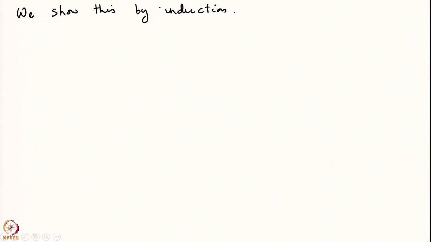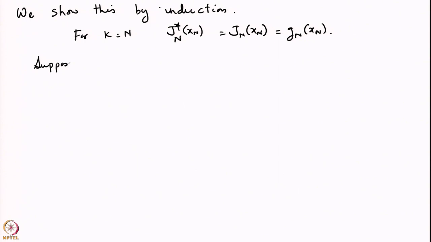To show this by induction, we already know this holds for k equal to n. We already have that j star n of x n is equal to j n of x n, and these are both equal to g n of x n. So, for k equal to n, the induction hypothesis holds. Now, suppose it holds for some k, and for all x k plus 1, we have that j k plus 1 of x k plus 1 is equal to j star k plus 1 of x k plus 1.